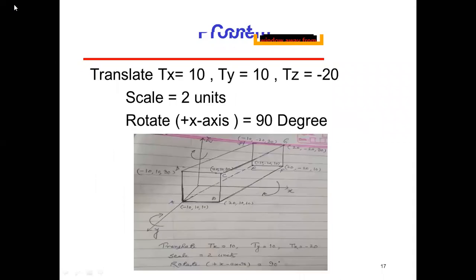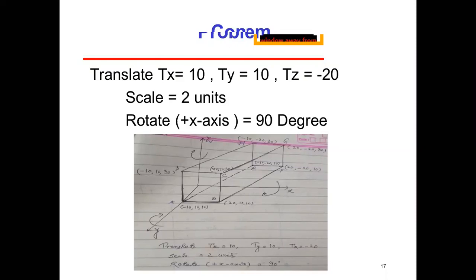Now, this is a very important question, and we are going to consider an object in the form of a cuboid. Several vertices are given here. The coordinates of A are minus 10, 10, 10: the value of x is minus 10, y is 10, z is 10, because this is in the 3D plane. This is a cuboid, and we are indicating it in 3D. This is called applying the 3D transformation.